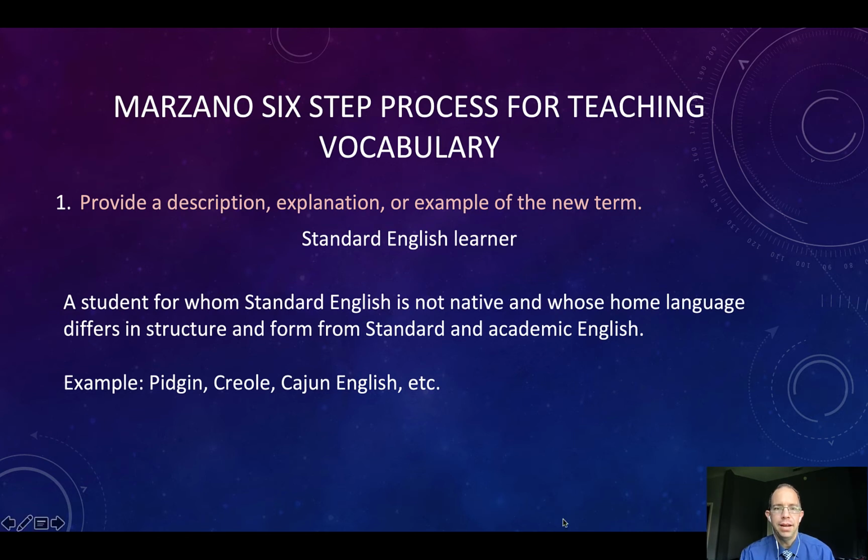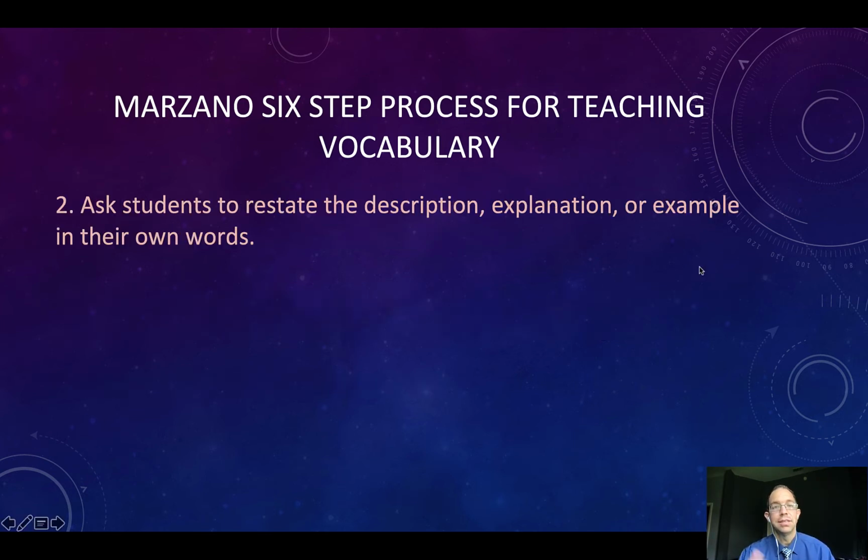So with that said, now you can see I'm going to transition nicely to step 2. Ask students to restate the description, explanation, or example in their own words. So pause the video, write it down, go talk with a friend, restate that description, explanation, or example in your own words. If we were in a synchronous class, I would have you share that with me, but this is that moment to have you just stop and explain. So go ahead and pause the video, take a few minutes to just make sure you understand that word in your own words.